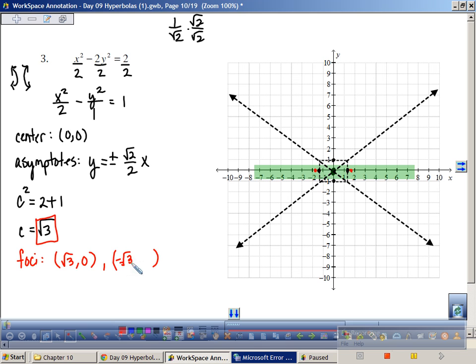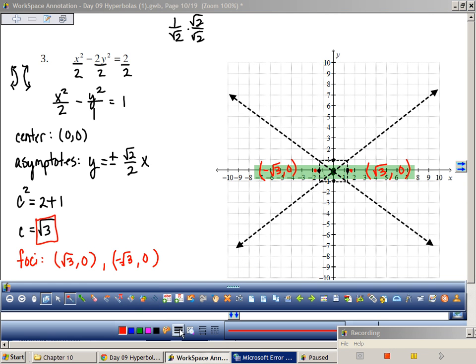Negative square root 3, comma 0. I think it's easier if you see it here, like Mrs. Watkins does. But on your paper, it's hard to see on the actual graph. Negative square root 3, 0. So what's left?